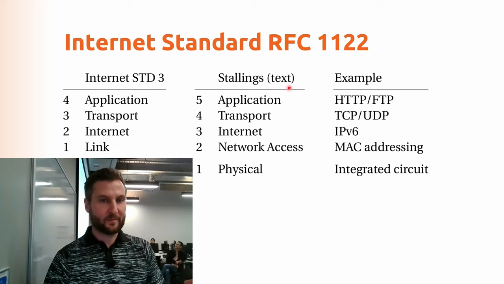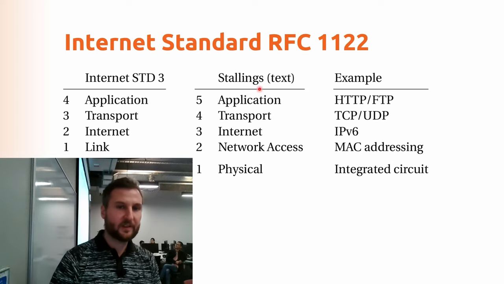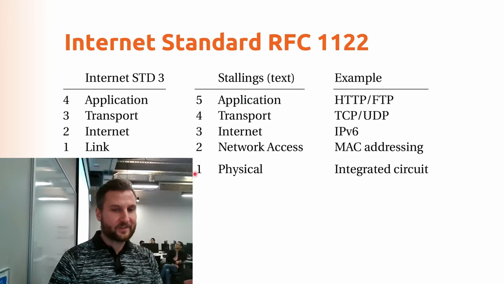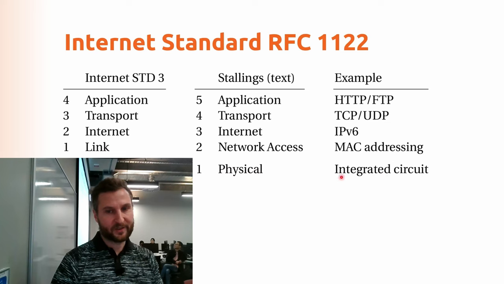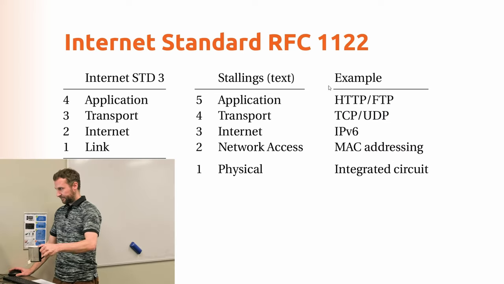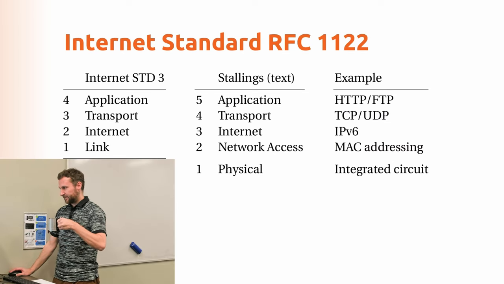Here's one that I like from a security textbook, saying that actually we should start at the physical layer rather than the link layer. The example here is an integrated circuit, and then we stack on top of that some examples of acronyms you'll recognize if you've done any type of networking.